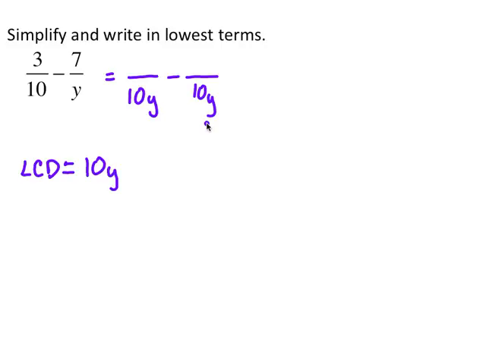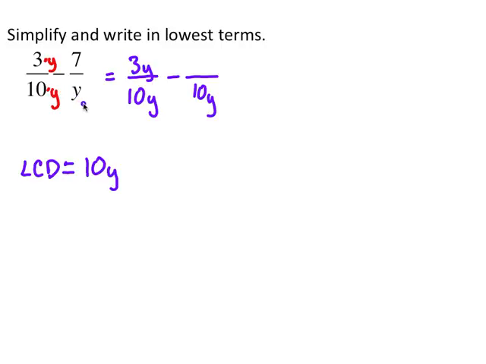Okay, then just like before, you go to the first one. What do we need to multiply 10 by to get 10y? Well, that would be a y. So we multiply by y, and you have to do the same thing up on top. So 3 times y is 3y.